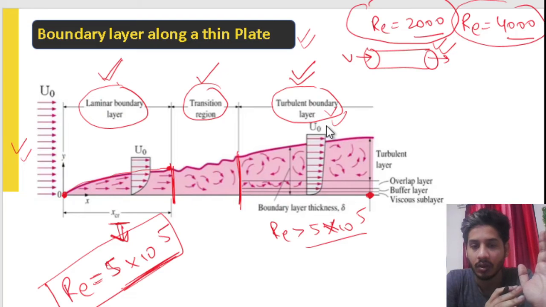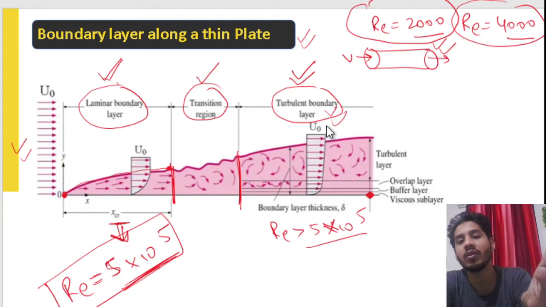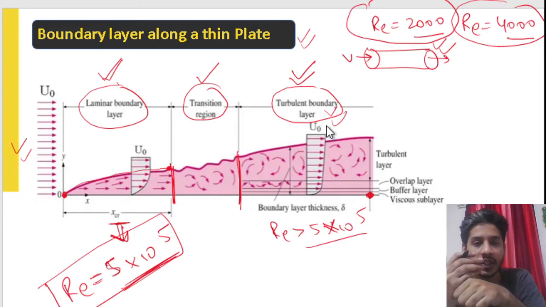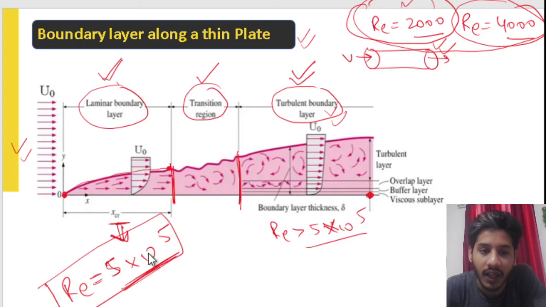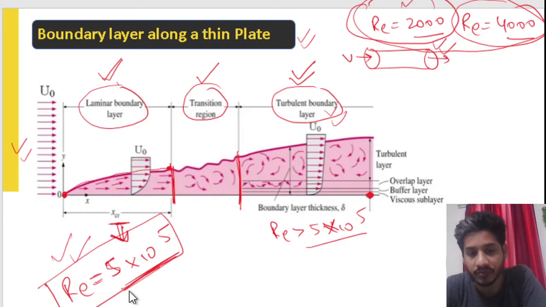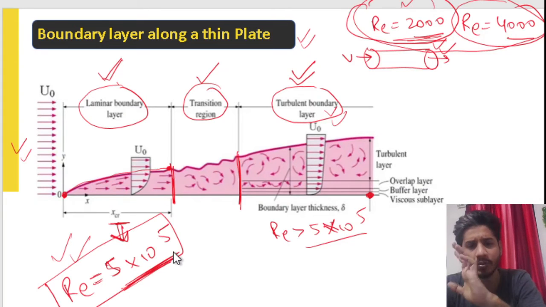For internal flow, we have a different value of Reynolds number. For external flow, we have a different value of Reynolds number. Students usually get confused in examinations. They remember only that the Reynolds number is 2000 for laminar flow. No, this is the case for internal flow, and these are the cases for external flow. So the critical value for internal flow is 2000, and the critical value of Reynolds number is 5 into 10 to the power 5 for external flow. I hope this is clear.